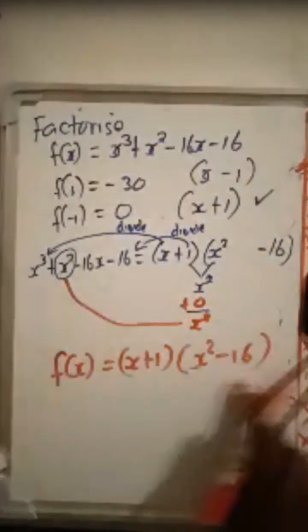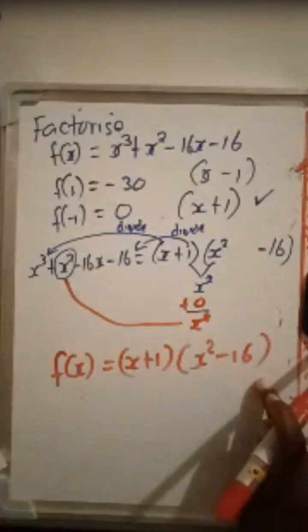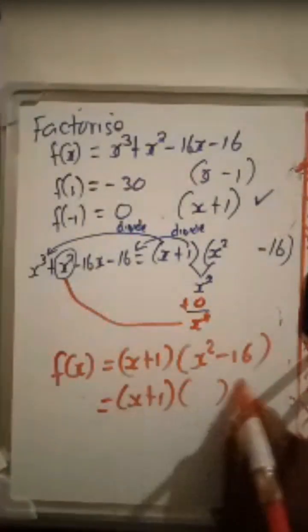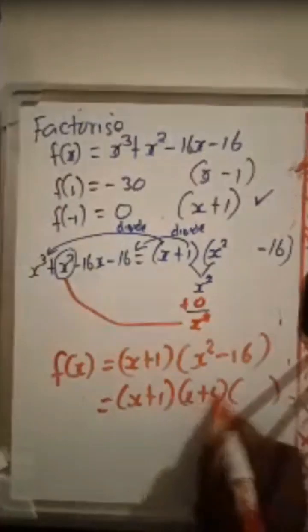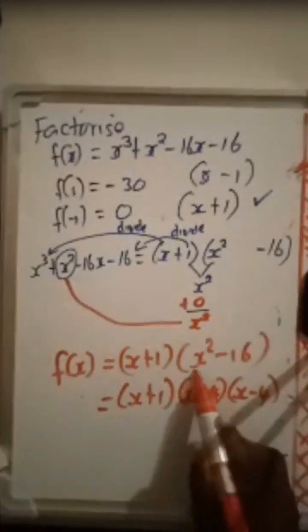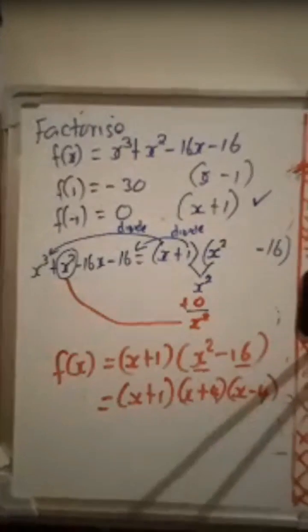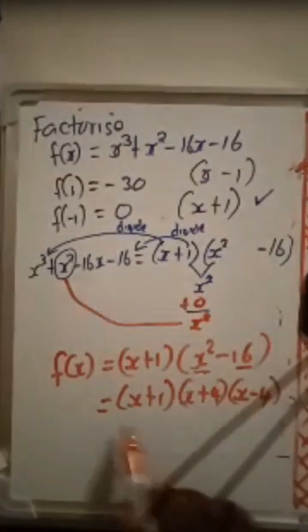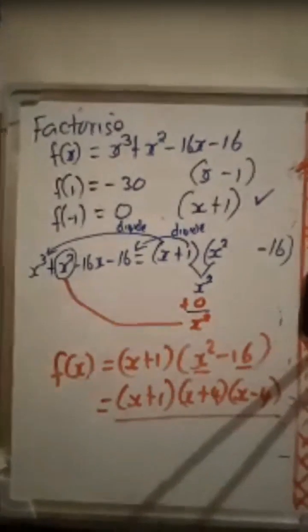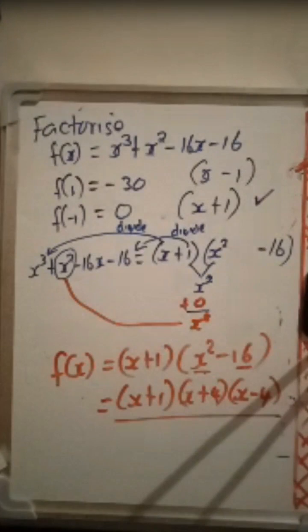Then if you check, this is a difference of two squares. Then we have x plus 1, and this one is x plus 4 and x minus 4. That's the difference of two squares. X squared and 16 are perfect squares, and you know how to factorize perfect squares. So that is factorizing what we call cubic polynomials.